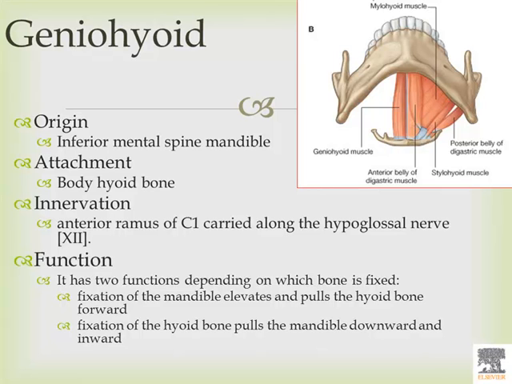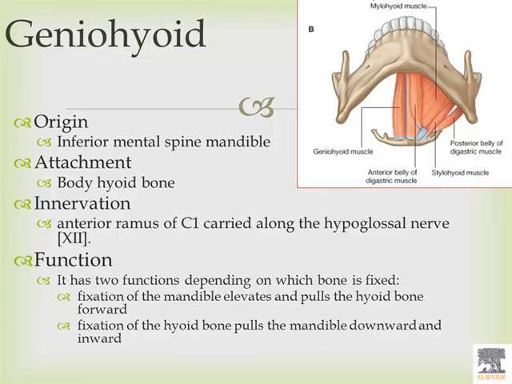Now, the geniohyoid, obviously, it will insert or attach on the hyoid bone. As for the origin, it will be from the inferior mental spine of the mandible. Remember the inferior mental spine of the mandible? These were the features of the mandible we asked you to memorize. As for the innervation, the geniohyoid is actually innervated by the anterior ramus of C1, which has overlapped fibers with the hypoglossal nerve.